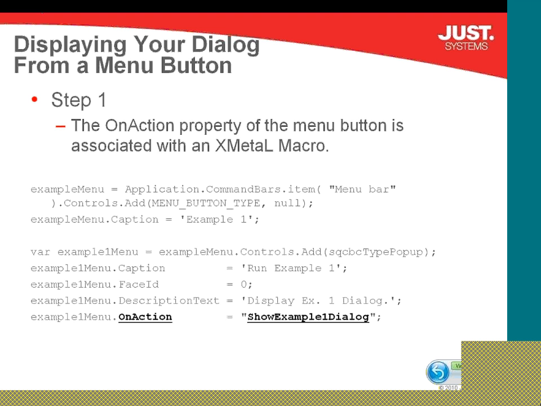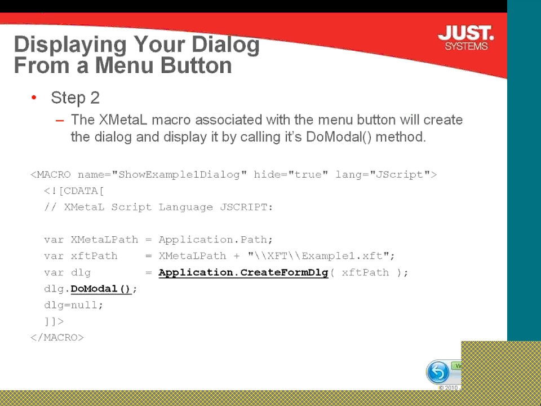And then the bit that ties it into displaying the dialog is the on action. The value given to it there, show example 1 dialog, is the name of an XMetaL macro that gets loaded by XMetaL Author. So when you click on that menu item, it will run that macro called show example 1.